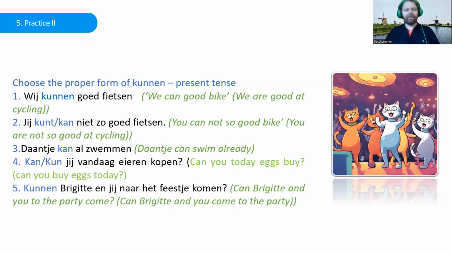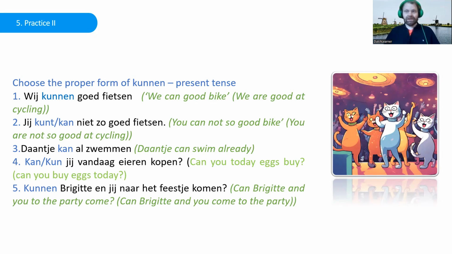Now, if you had here kunt jij vandaag eieren kopen, that is technically wrong. Don't worry about it. It has to do with the fact that we invert jij. And only for jij and je, when it means jij, the T drops. I'll also explain that in a different video that will have the subject of questions, and you can create questions with the versions. But for now, it's okay if you did that one wrong. And the last one, number 5. Kunnen Brigitte en jij naar het feestje komen?